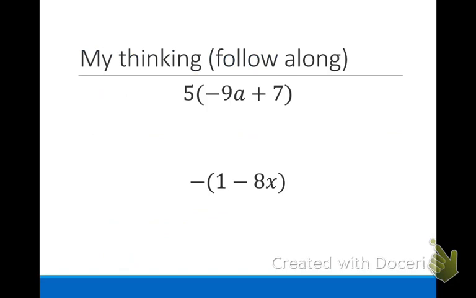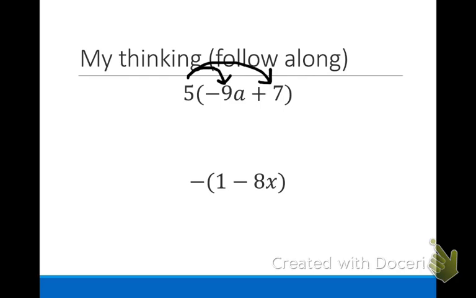So here's my thinking for this problem. Make sure you're writing both of these down in your notes. First off, I'm going to start with 5 times negative 9a plus 7. So I'm going to distribute my 5, and I'm going to draw who I'm distributing it to. So I'm distributing it to that negative 9a and the positive 7.